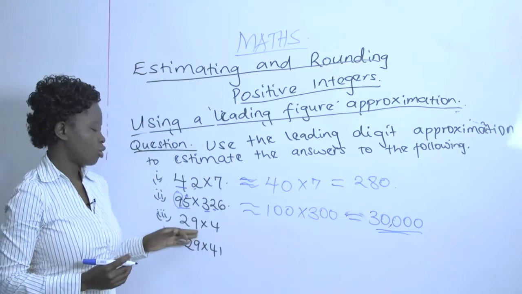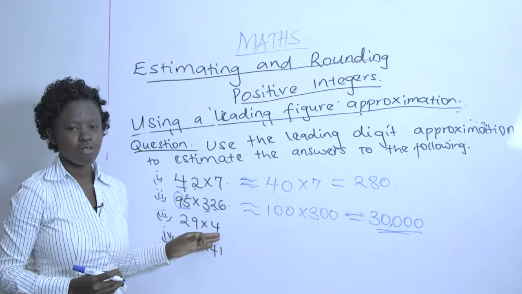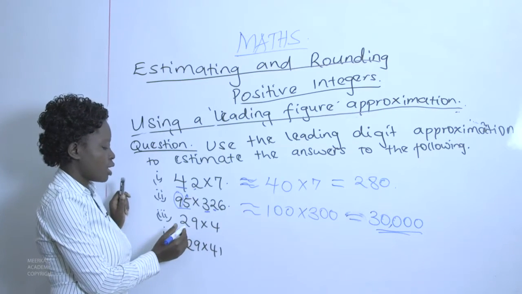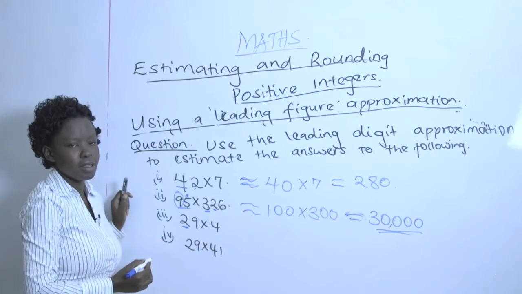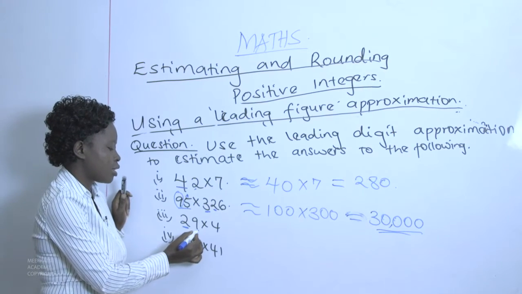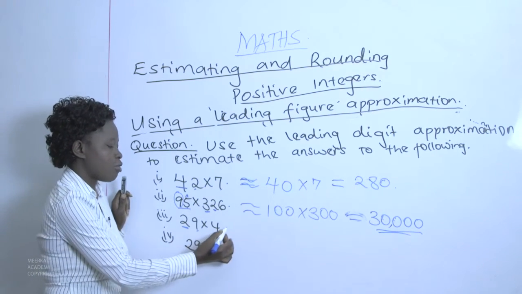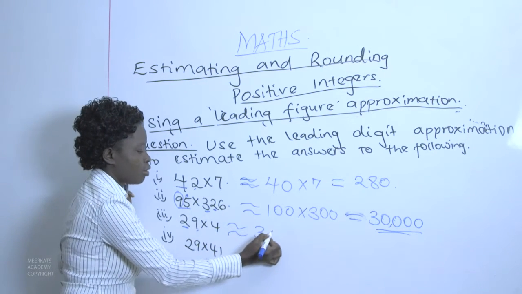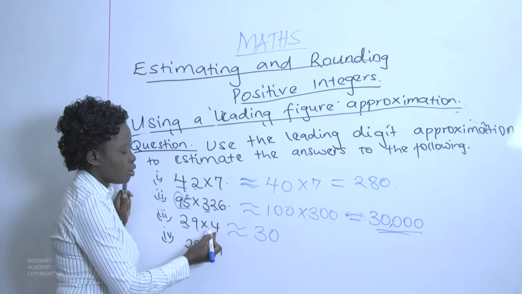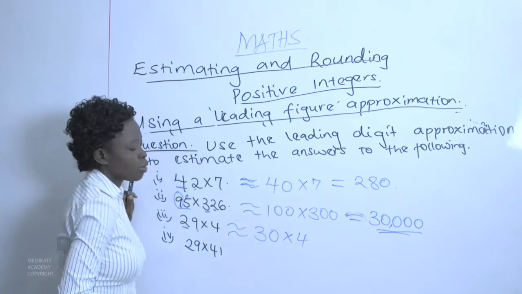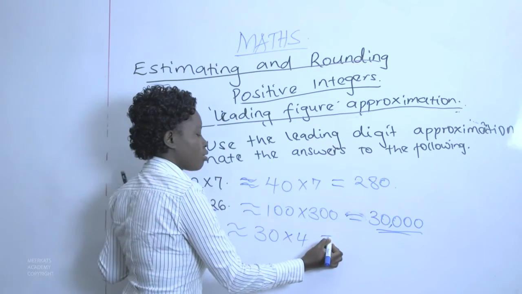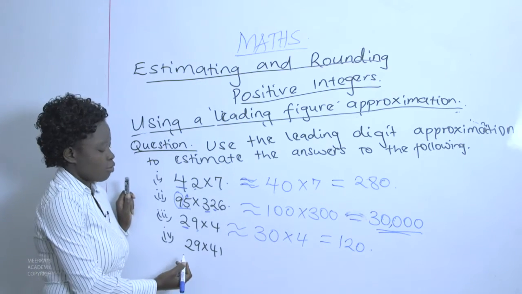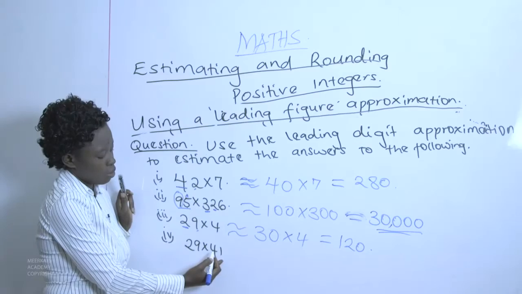Next, we have 29 times 4. In 29, our leading digit is 2. The next digit is 9, and 9 is more than 5. So approximately 29 is 30. Then multiplied by 4, 30 times 4 is 120.